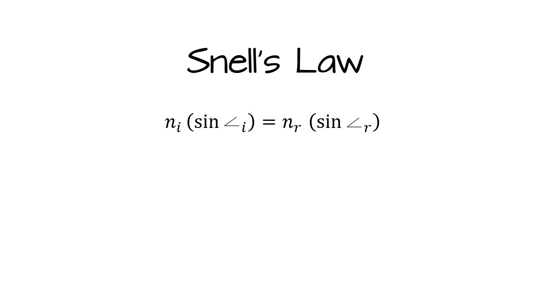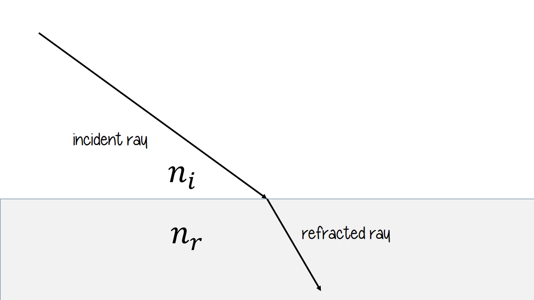Okay, back to Snell's law. Now we know what the variable N means. N is the refractive index of the substance. And N sub I would be the refractive index of the substance that the incident ray is in. That means the initial ray. And N sub R would be the substance that the refracted ray is in, the substance that refracted the light.